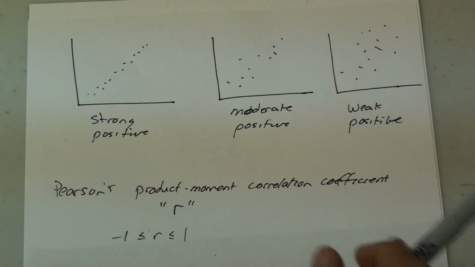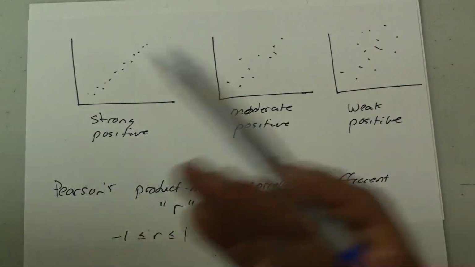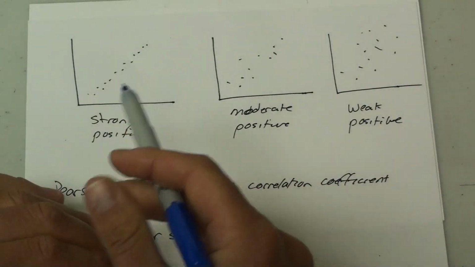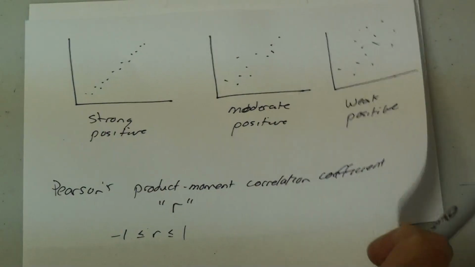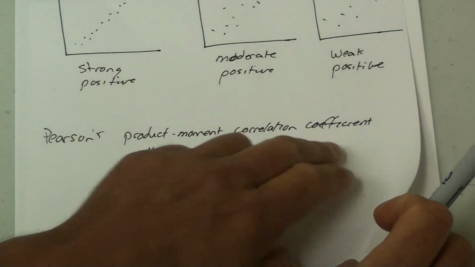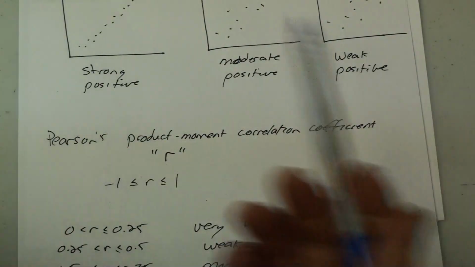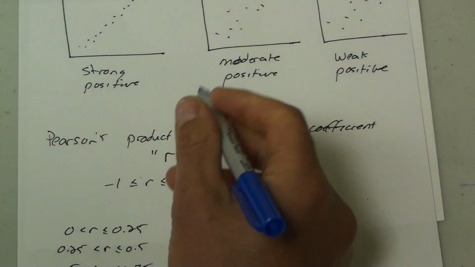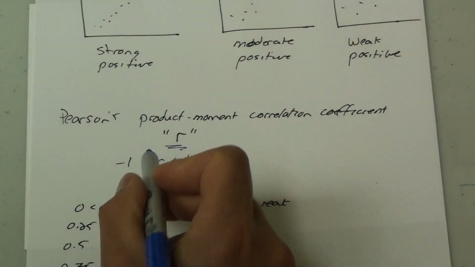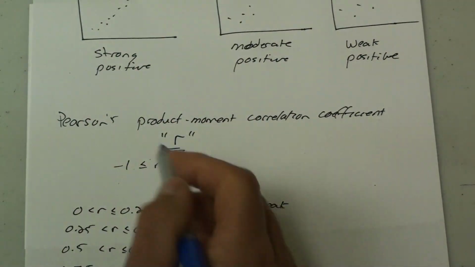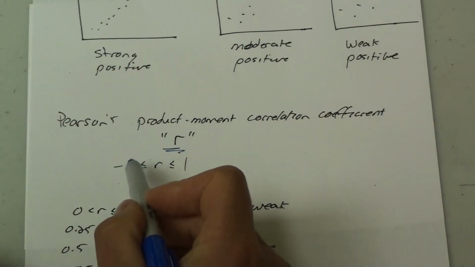How we can tell how it goes from strong, moderate, and weak, there's actually a numerical value that tells me exactly the strength of that relationship. And that's called the Pearson's product moment correlation coefficient, also known as just the Pearson's correlation coefficient or correlation coefficient. We use the letter R to denote that. And R, which tells me how strong the relationship is, will go from -1 to +1. It has to be within that range.